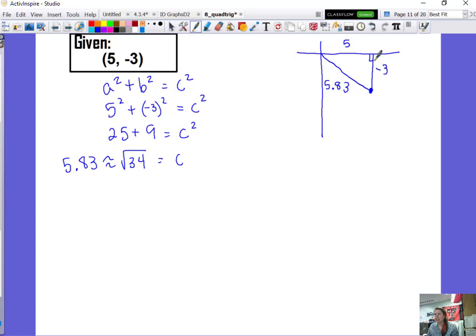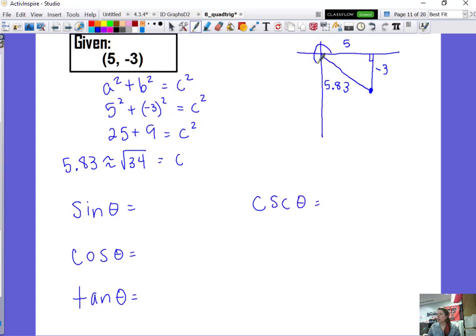Now that we have all 3 sides of my triangle, I also know what the ratios would be for sine, cosine, and tangent, and cosecant, secant, and cotangent. This is my angle measure here, theta. Since we're in the fourth quadrant, we're between 270 and 360.